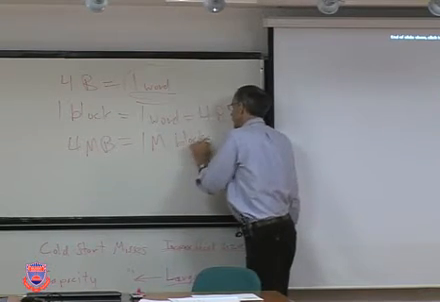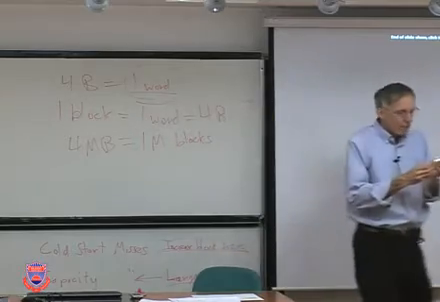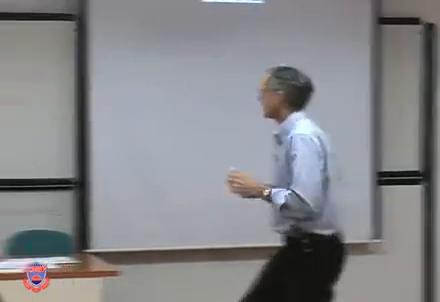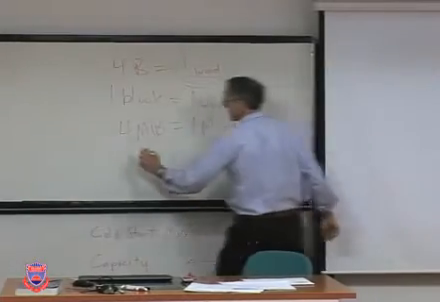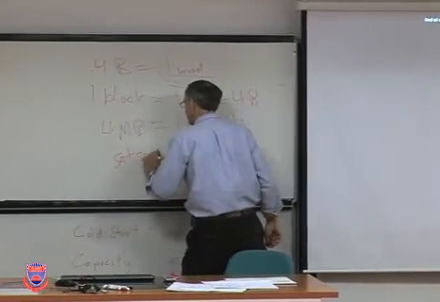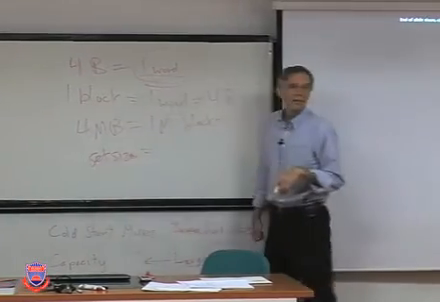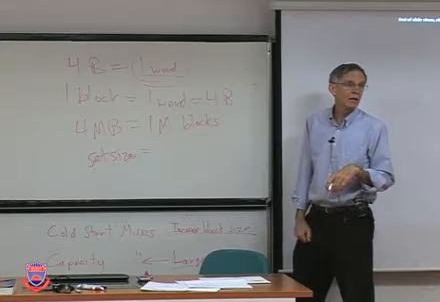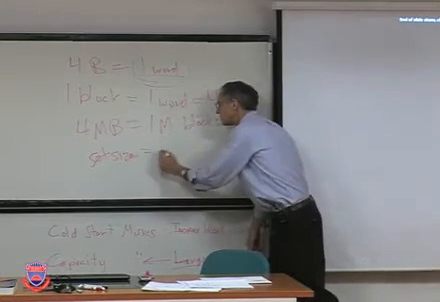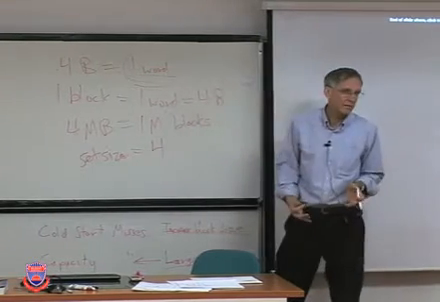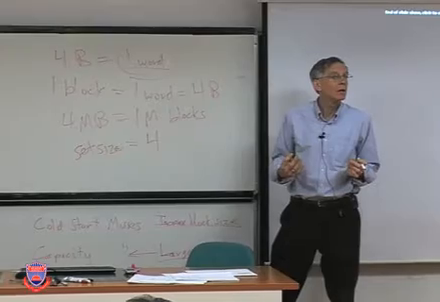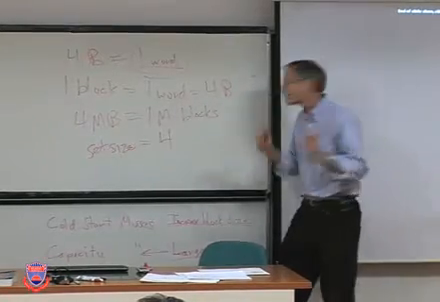1 mega blocks. Okay, great. Now we know how many blocks there are. Is it a direct map cache? No. What is it? Four-way set associative cache. Great. So that means that we have set size equals what? No. Set size equals 4 what? 4 blocks. Yeah, great. 4 blocks.